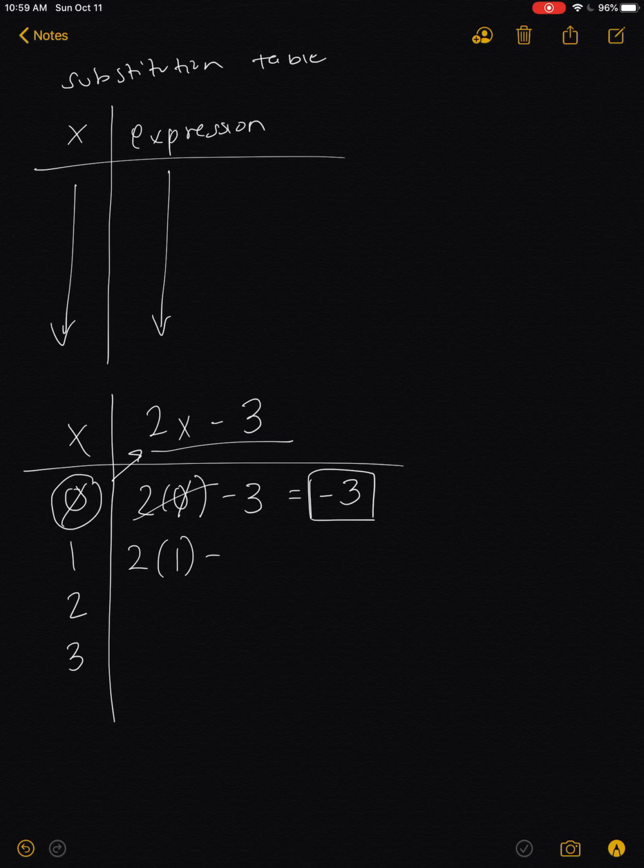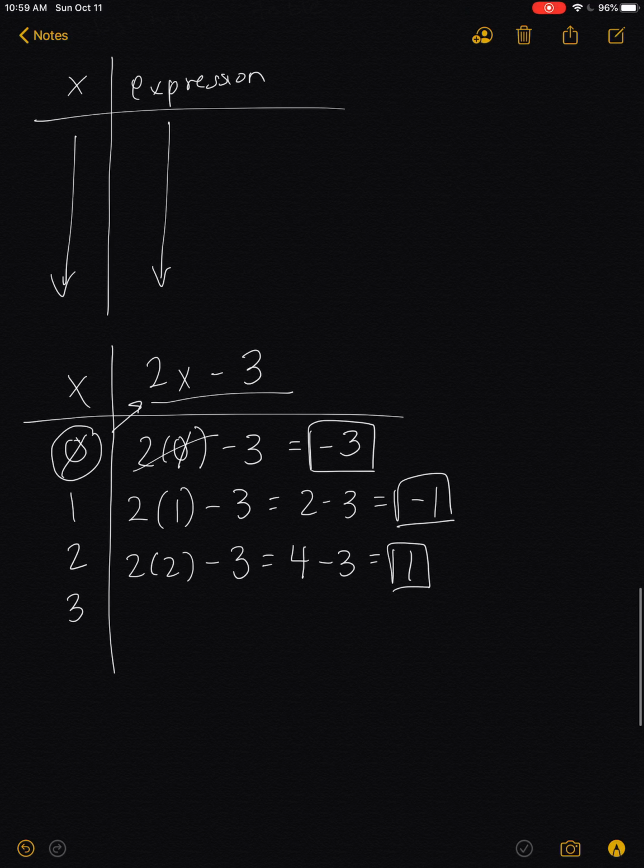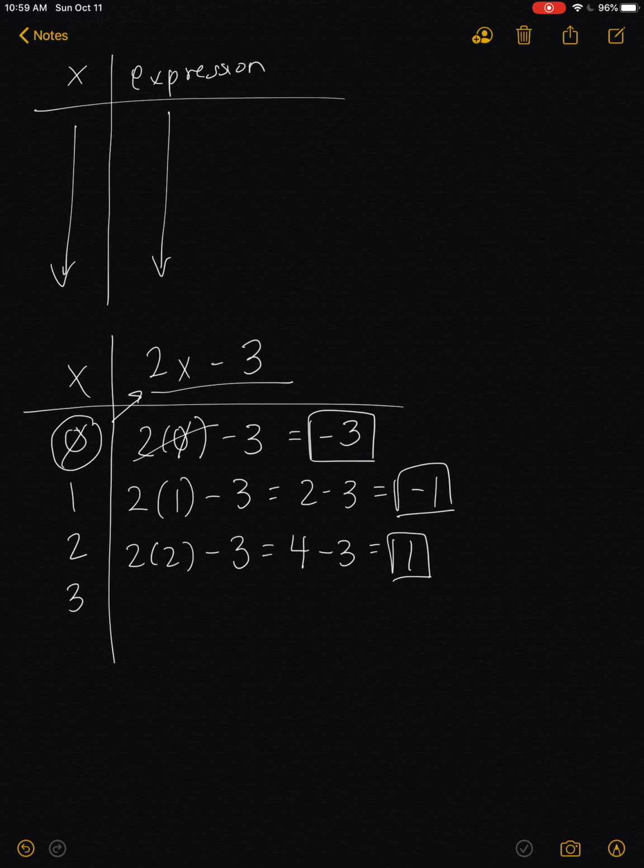And this time I'm going to plug it in with 1 instead. 2 times 1 is 2. Here I can rewrite it in steps. 2 minus 3 is negative 1. This time I'm plugging 2 into x. 2 times 2 is 4. 4 minus 3 is 1. Then we do 2 times 3 minus 3. 2 times 3 is 6 minus 3. 6 minus 3 is 3.